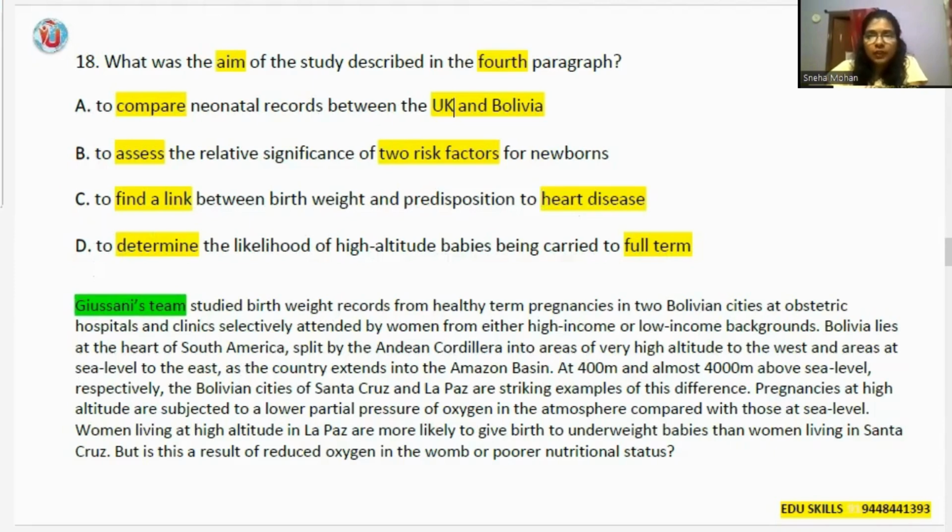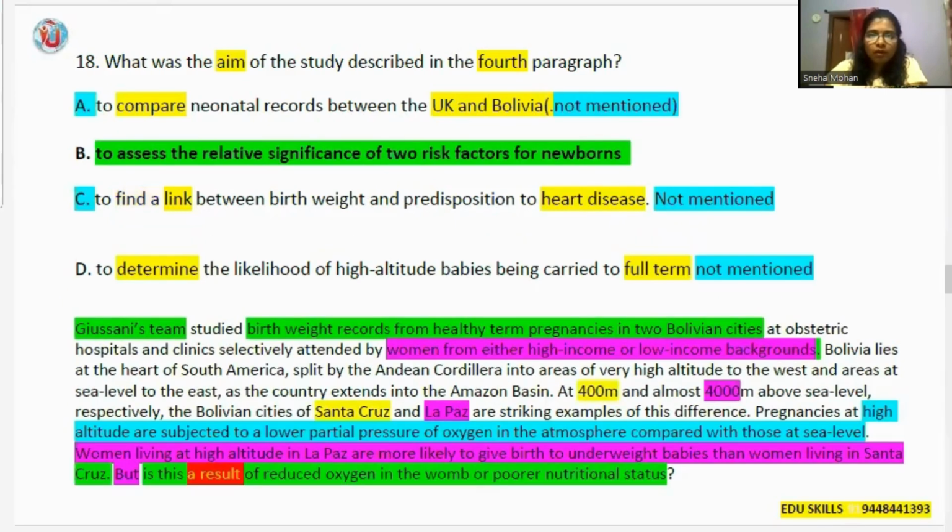So after reading the question, text and answer, if you have derived an answer, you can just mention it in the chat box. Let us see what is the correct answer. Yes, you're right. The correct answer is answer option B.